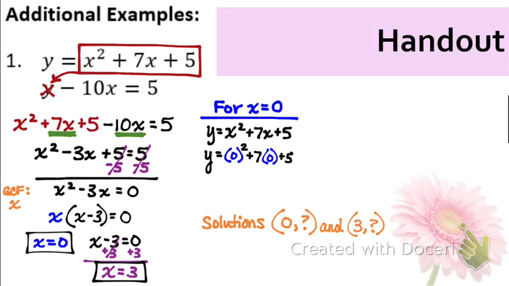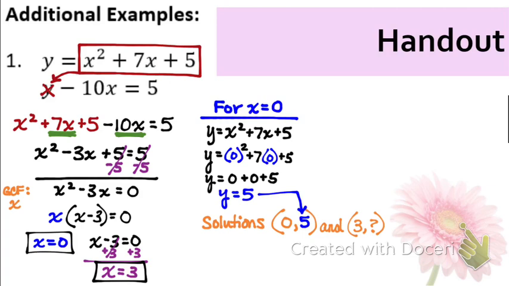What's 0 squared? 0. What's 7 times 0? So I have 0 plus 0 plus 5. What is y? Y is 5. That goes here. Why does it go in this ordered pair and not the other one? Because the x was 0, so that 0 substituted in.